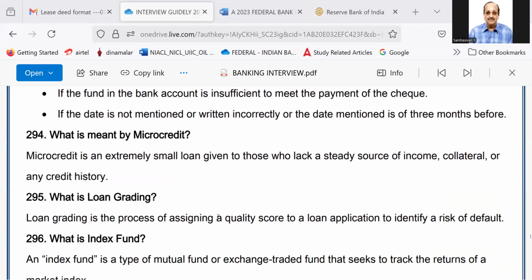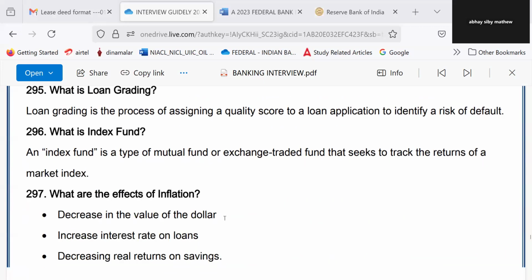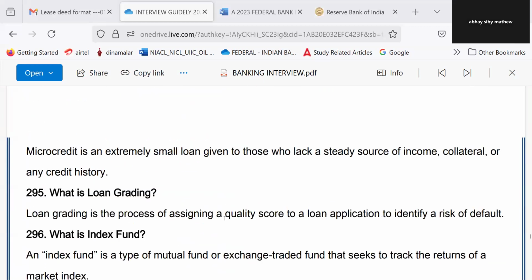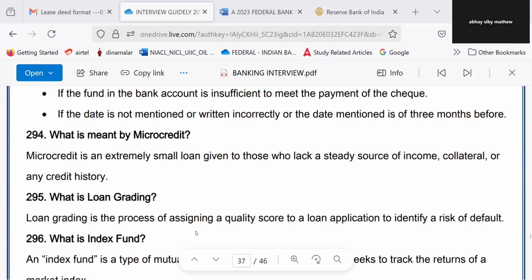Continue. What is meant by microcredit? Microcredit is an extremely small loan given to those who lack a steady source of income, collateral, or any credit history. Continue. What is loan grading? Loan grading is a process of assigning a quality score to a loan application to identify a risk of default.